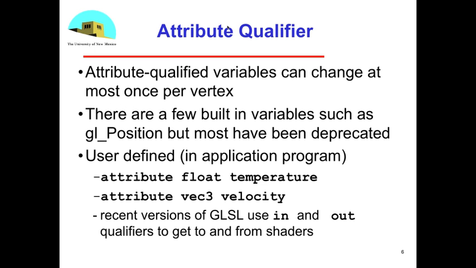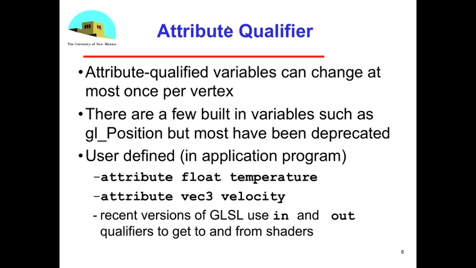So the first one is the attribute qualifier, which refers to things that change only on a vertex by vertex basis. One of them is the built-in gl_Position, but there used to be many, as we've said before, that have been deprecated, so what we have to do now is define them within our program.